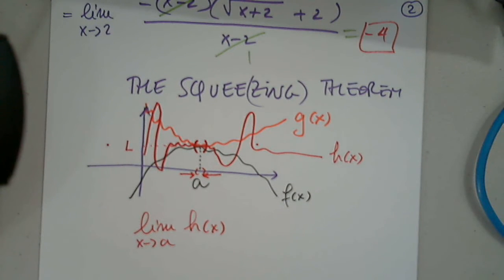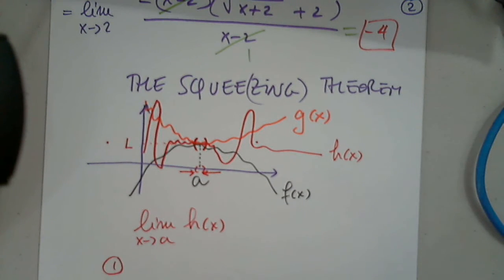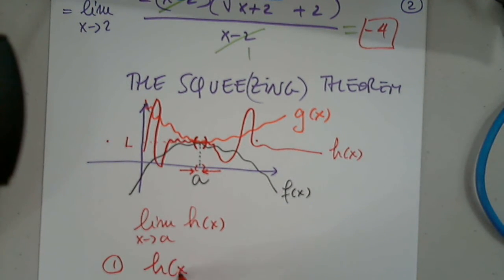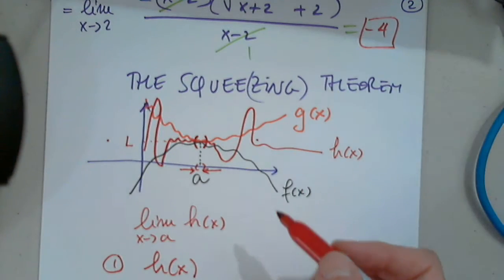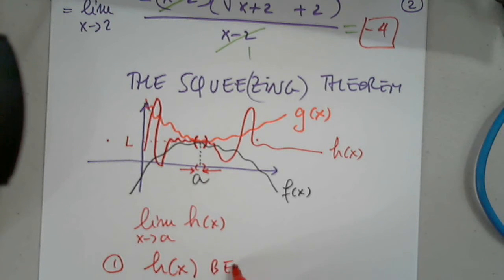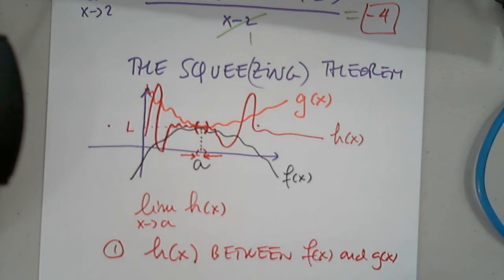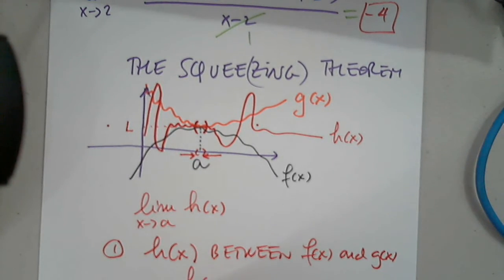Notice one thing. Number one, that we can say that h of x is sandwiched or squeezed, right, between f of x and g of x. We don't write it like this. We write it like this.